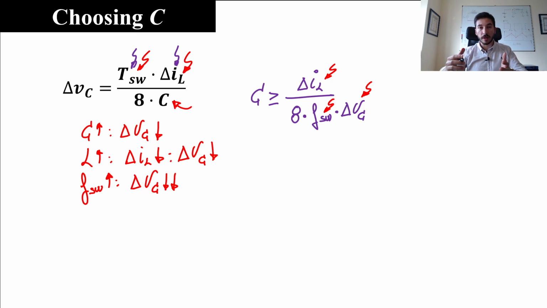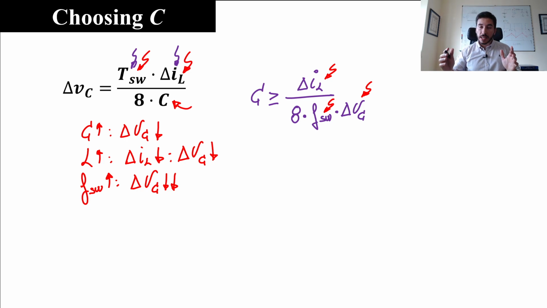Perhaps the ripple that we can have in the output is 5 millivolts, so here you put 5 millivolts. And then you evaluate this, you will get a value of a capacitance, and you can choose this value or a higher value to ensure that you satisfy the condition.